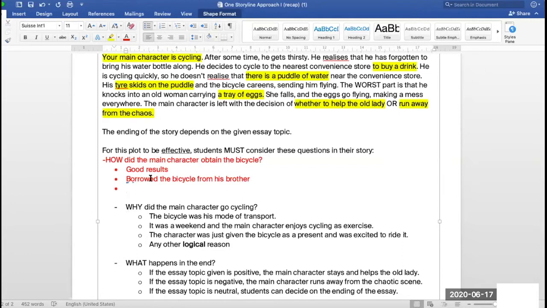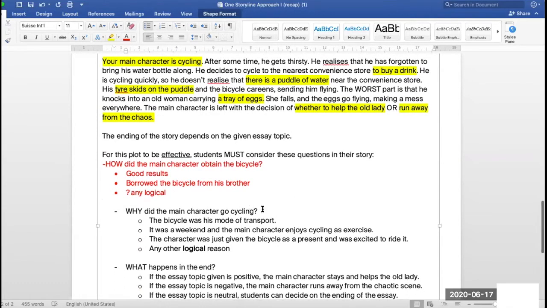This one here, I'm just going to leave as a blank. Any logical reason, as long as it's acceptable, you can use it. Regarding why the main character went cycling, you can say that it was his mode of transport. Maybe you could mention how, for example, it would be to tuition or for school, or even just something that he does usually. Any of these reasons would be suitable. Just don't mention that it is his only mode of transport, because you know for a fact that that cannot possibly be true. He can also walk, take a bus and so on.